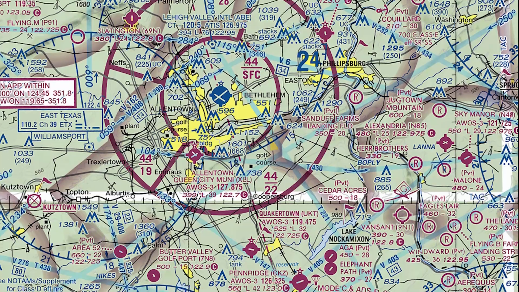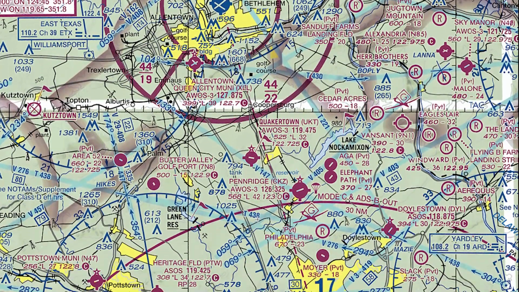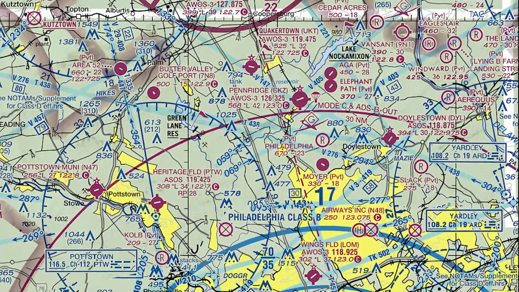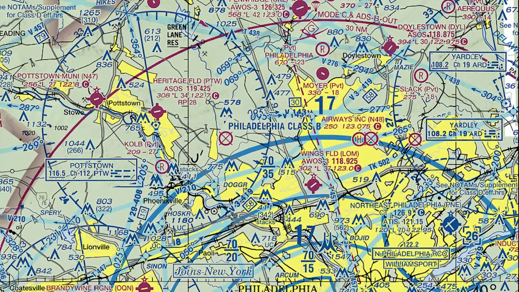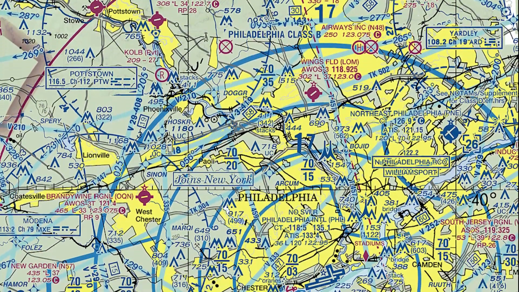Now let's talk about practical uses of airspace symbols on VFR charts. Pilots use these symbols to understand where they need to establish communication with ATC, where specific airspace restrictions apply, and to plan their routes to avoid restricted or prohibited areas.